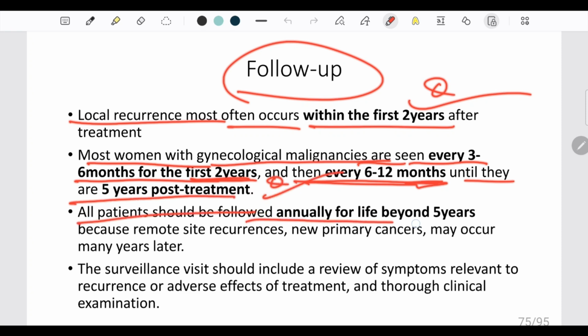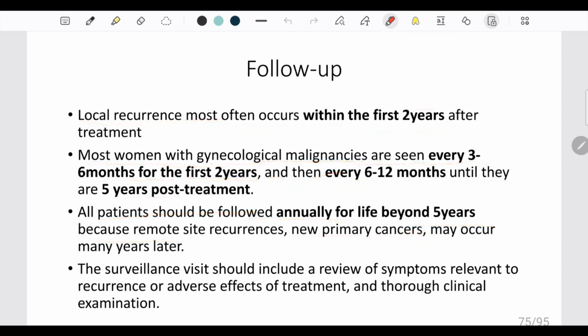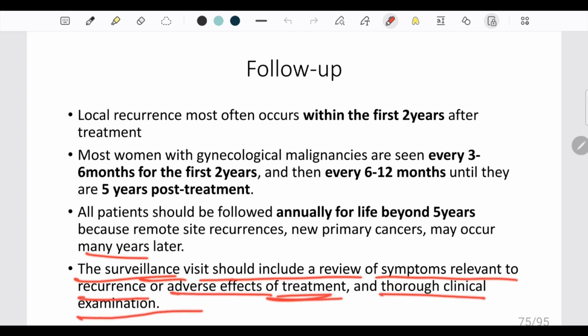All patients should be followed annually for life beyond 5 years because remote site recurrence and new primary cancer may occur many years later. The surveillance visit should include a review of symptoms relevant to recurrence or adverse effects of treatment and thorough clinical examination.